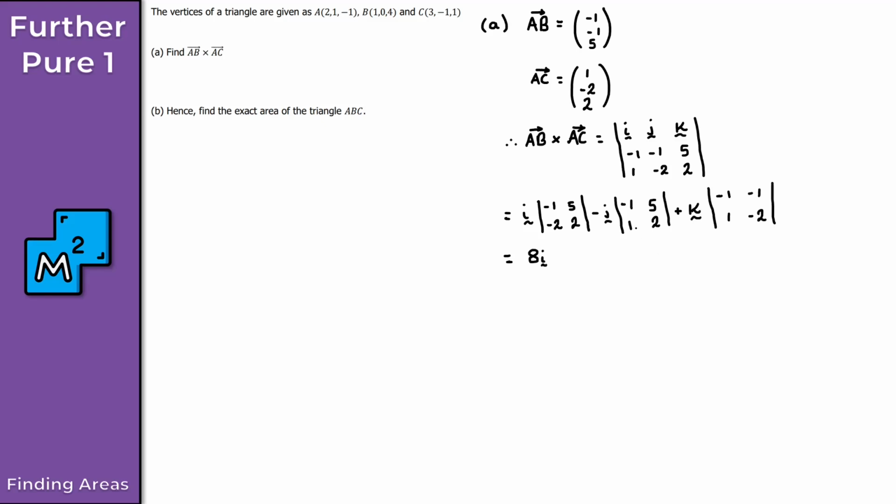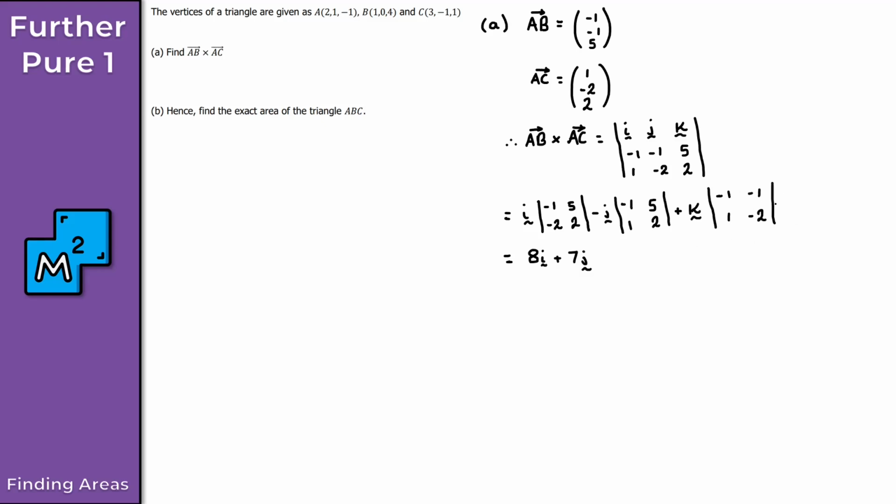I then got minus j times this determinant here. So I get minus 1 times 2, so that's minus 2. We then subtract 5 here, so I get minus 7. So minus j times minus 7 gives me plus 7j there. And then finally here we have k times this determinant here.